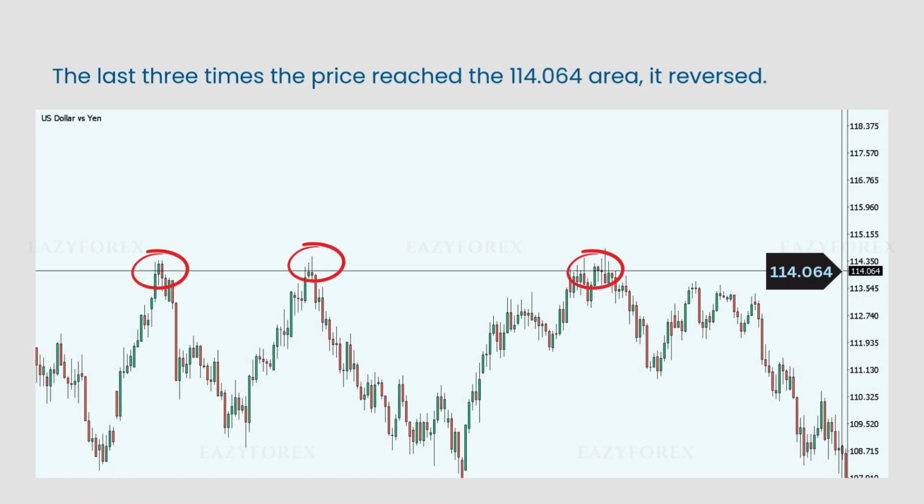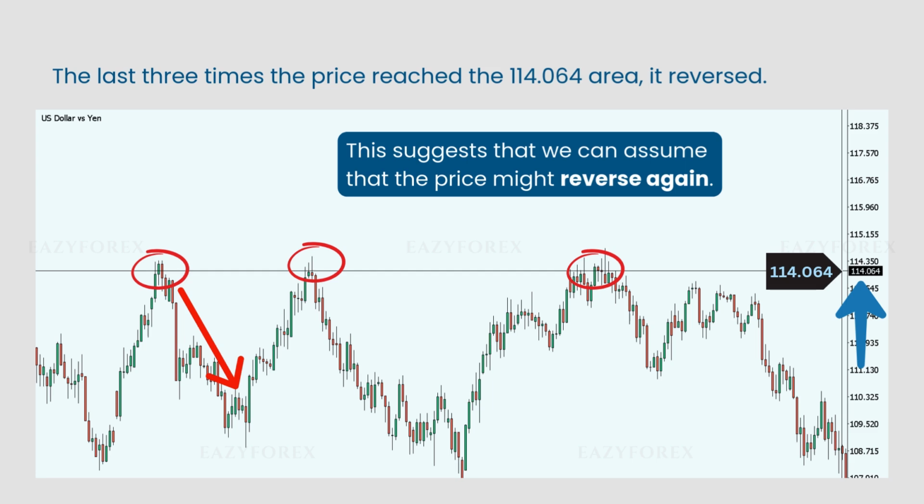Firstly, the last 3 times the price reached the 114.064 area, it reversed. This suggests that we can assume that the price might reverse again.